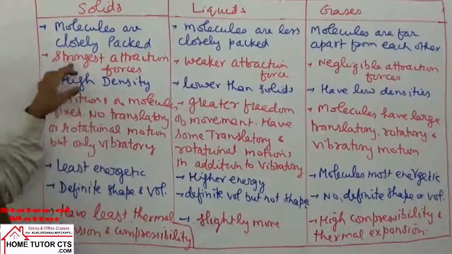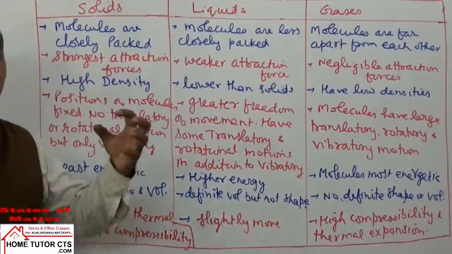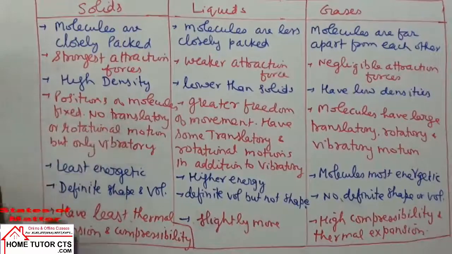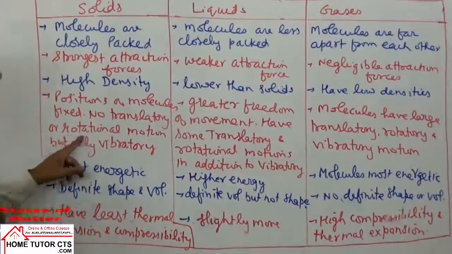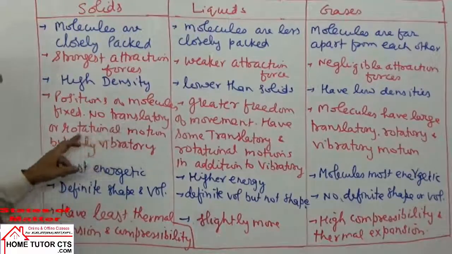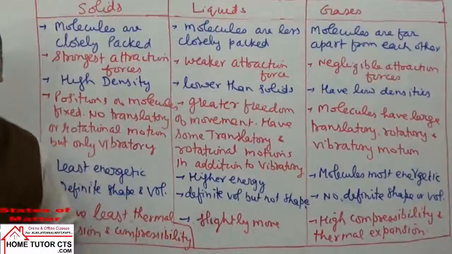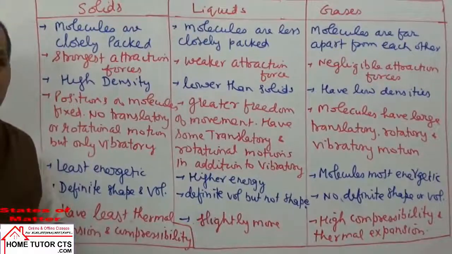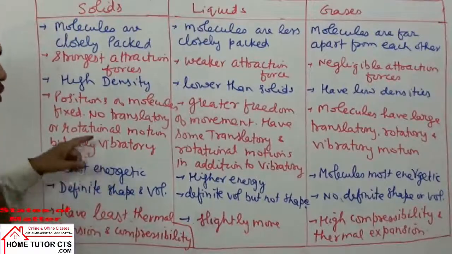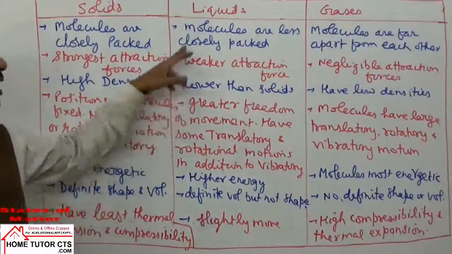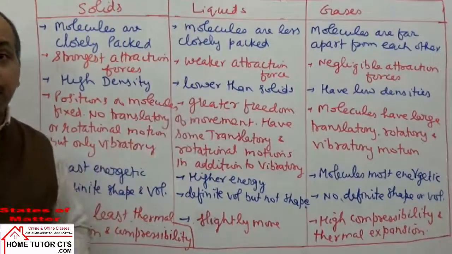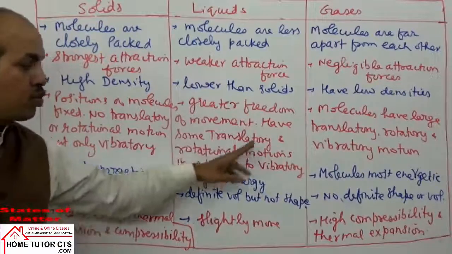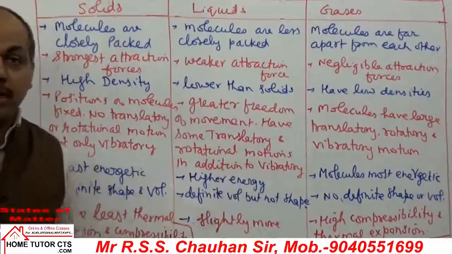Why? Because of strong attractive forces. In the solid state, the positions of molecules or particles are fixed. They are unable to move from their positions, and they have no translational or rotational motion, but they only have vibratory motion. कि particles can only vibrate at their own positions, they cannot travel, rotation is not allowed because of strong interaction forces. While in liquid states, they have greater freedom of movement of particles, they will possess some translatory and rotational motions in addition to vibrational motion.